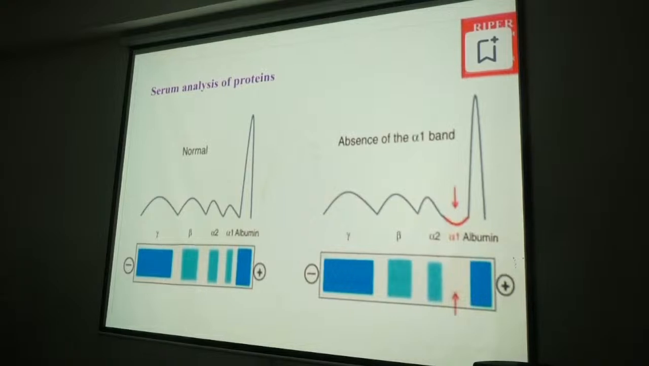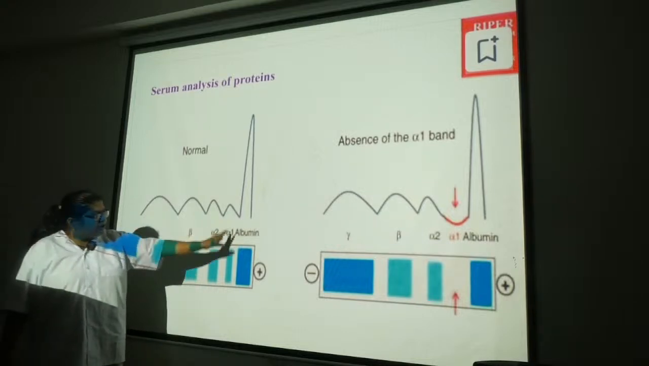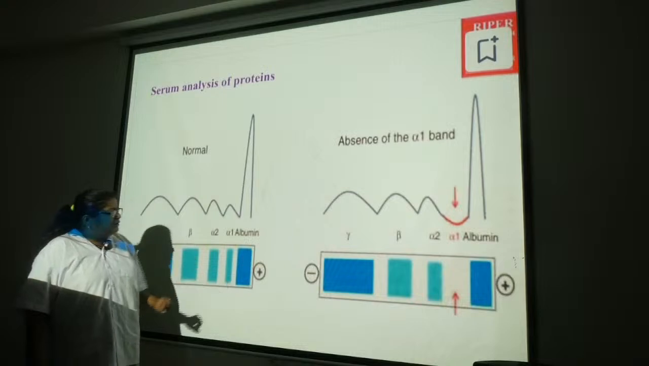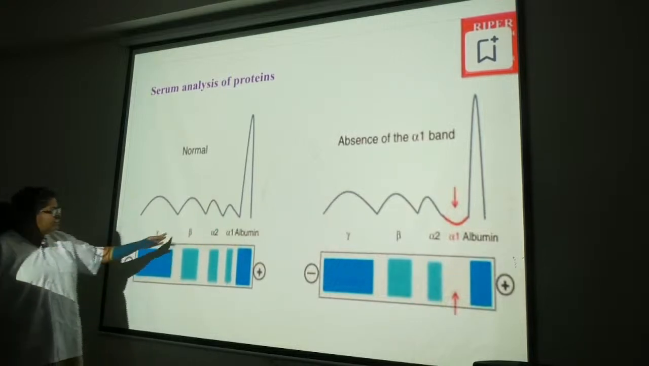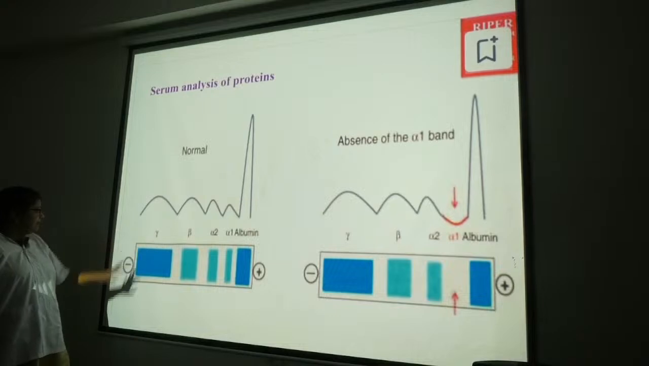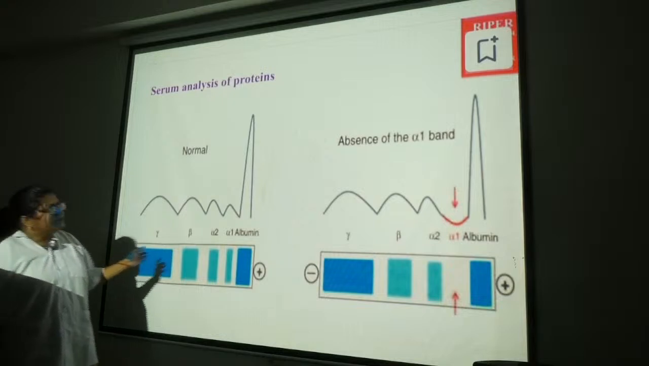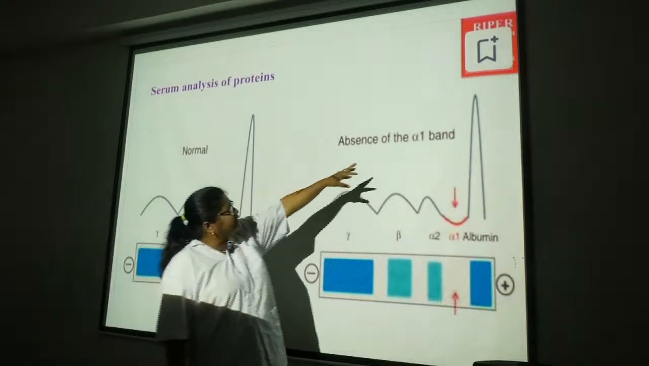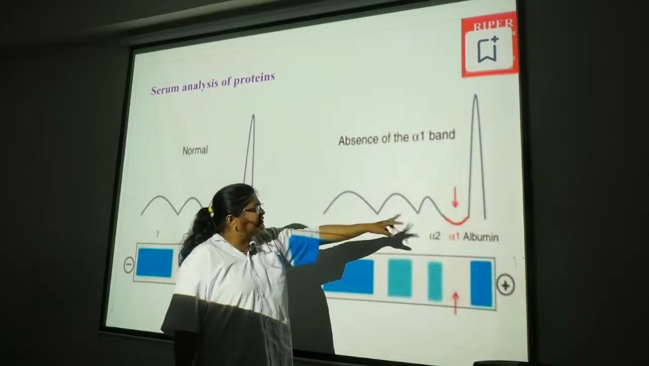Another one is the serum electrophoresis of protein. This is the cathode, this is the anode. Albumin is mostly negative, so it comes more towards the anode, and then alpha 1, alpha 2, beta 1, beta 2 and gamma. And gamma is closest to the site of origin. This picture shows alpha 1 absence. There is no alpha 1 band.